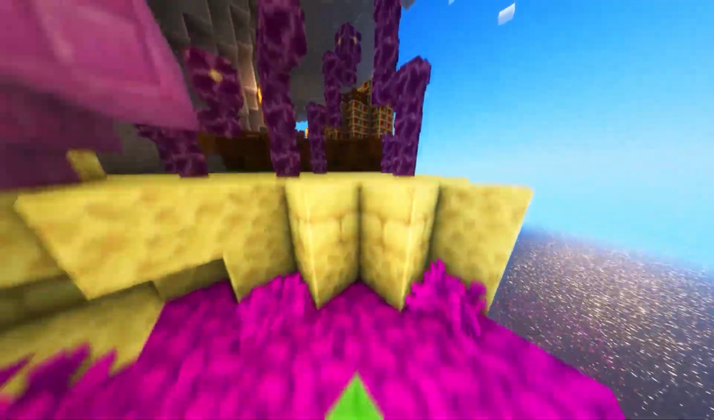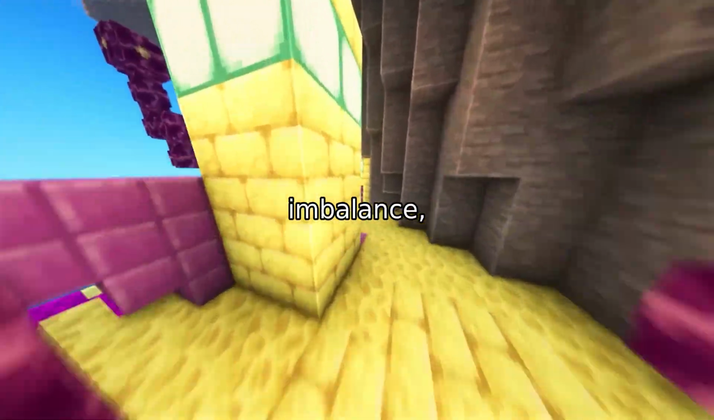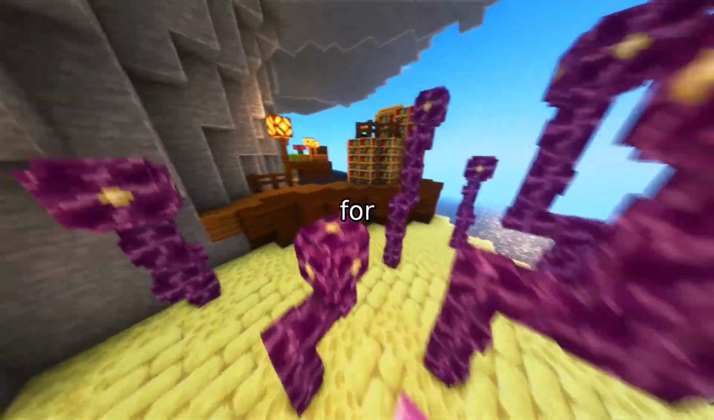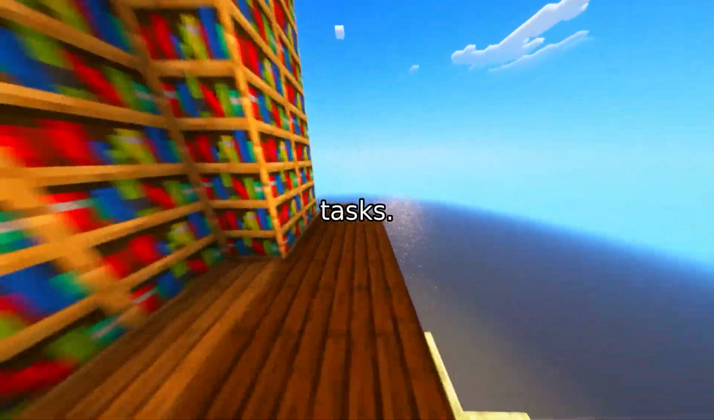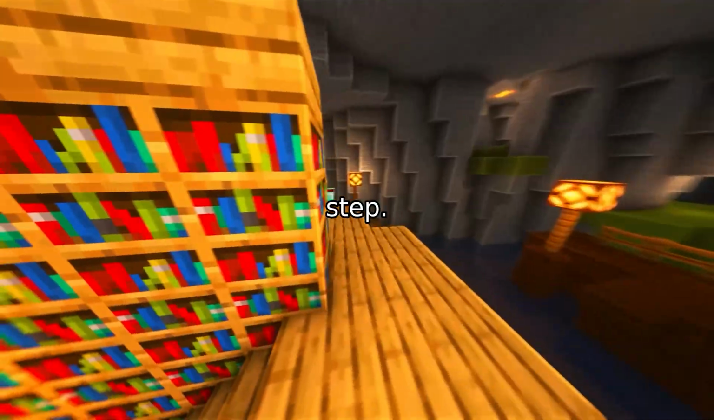Enter IMOVNO+, a new AI framework that tackles imbalance, overlap, and noise at the same time, for both simple and complex classification tasks. Let's break it down step by step.